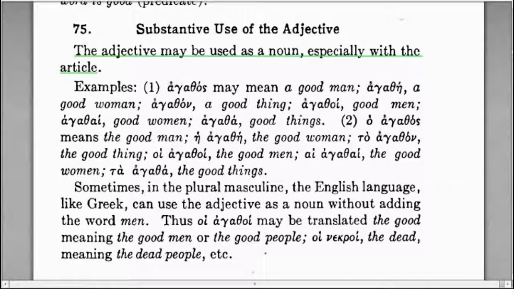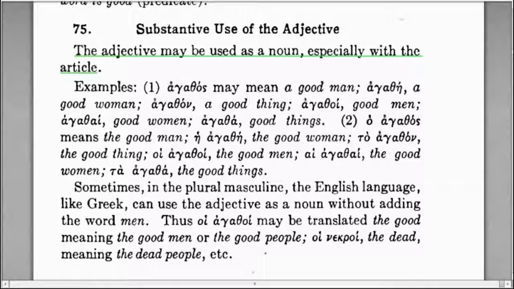Number 2, ho agathos means the good man. He agathe, the good woman. Ta agathon, the good thing. Hoi agathoi, the good men. Hai agathai, the good women. Ta agatha, the good things. Notice again, the noun or nouns would be assumed to be embedded in the adjective itself. That's the substantive use of the adjective.